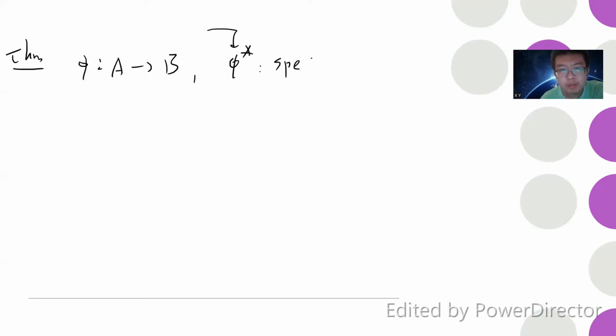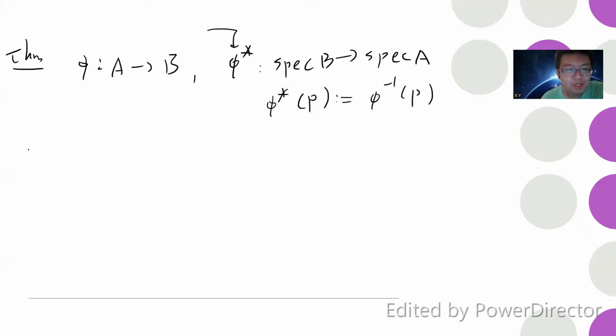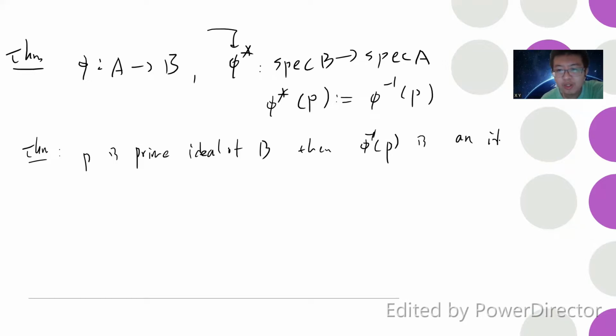Okay, so obviously the theorem is very simple. If you start from a ring homomorphism phi from A to B, then you can define a map from Spec B to Spec A. It's very simple: you define phi star of P, where you start from some prime ideal P of B, to be phi inverse of P. So this theorem tells you that if P is a prime ideal of B, then phi inverse of P is a prime ideal of A.